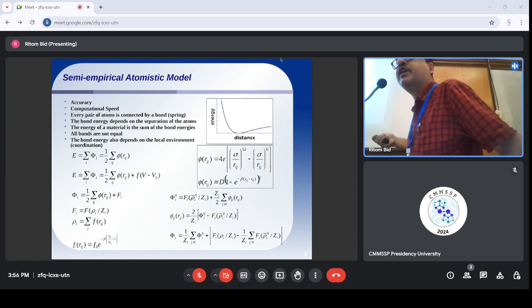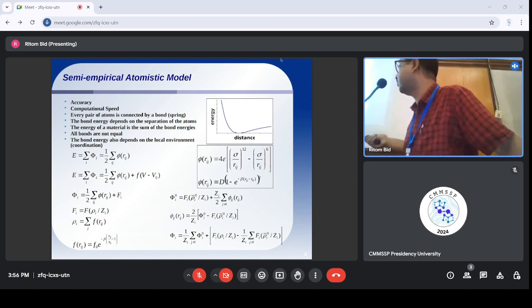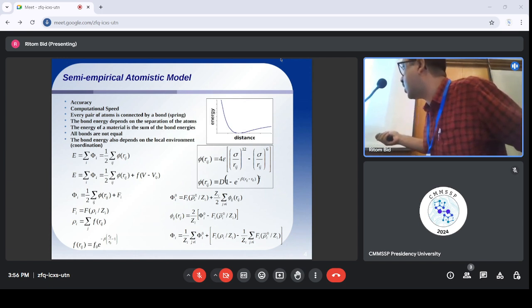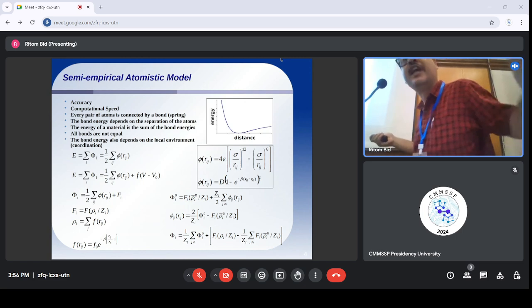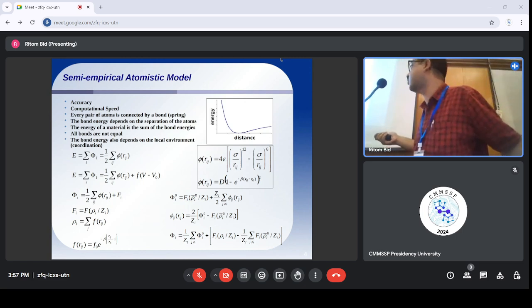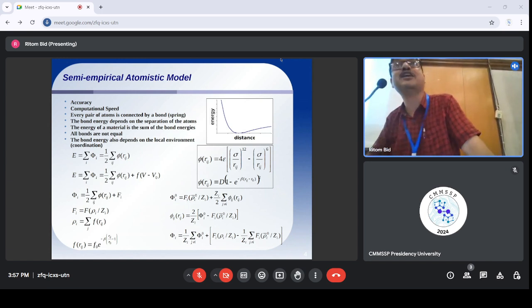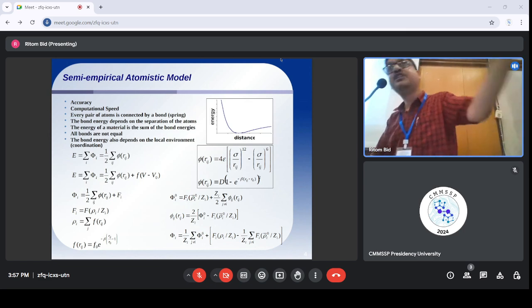And there is a certain embedding function over here, F_i, and F is a function of the electron density and atomic number. These rho are classically taken from DFT calculations, but later on, frankly, these are basically a Legendre polynomial, and from there you fit.